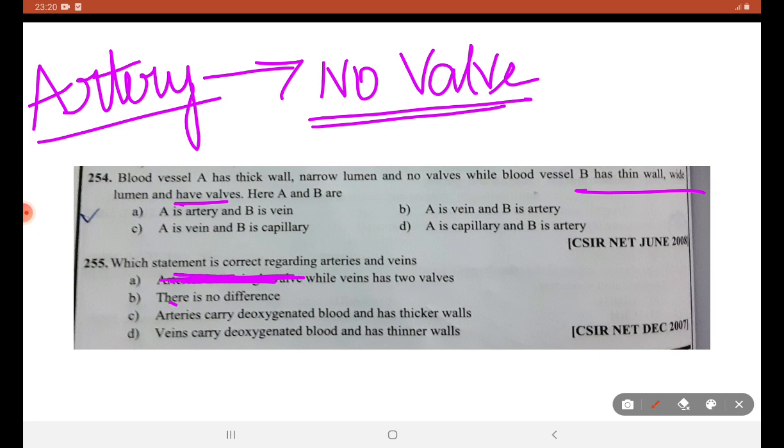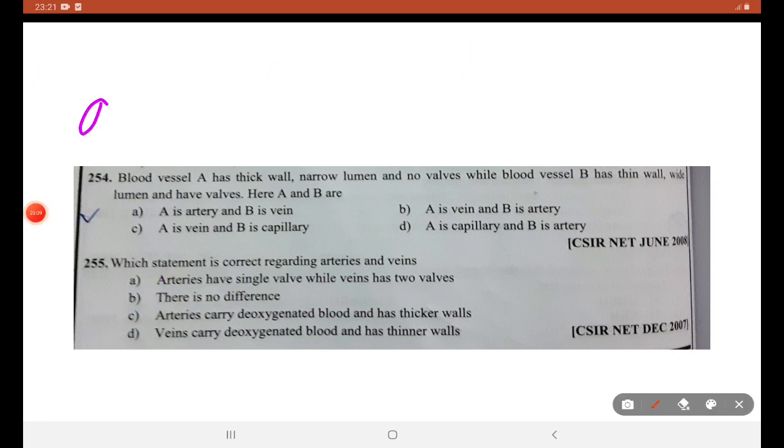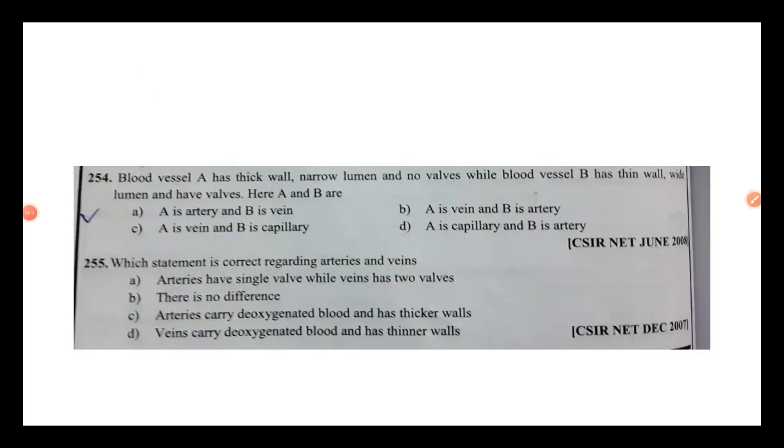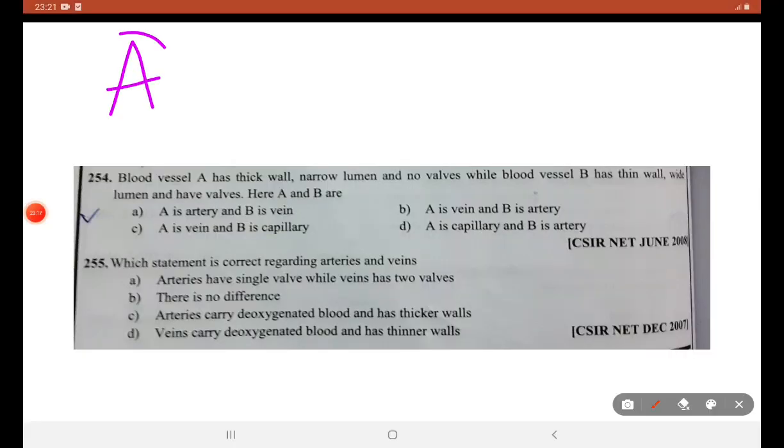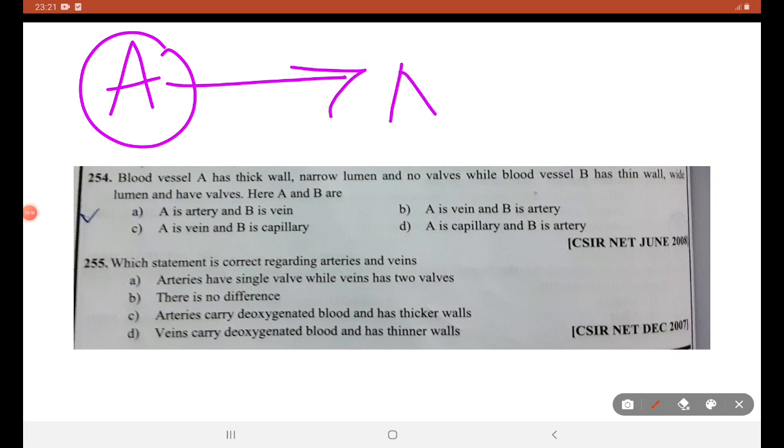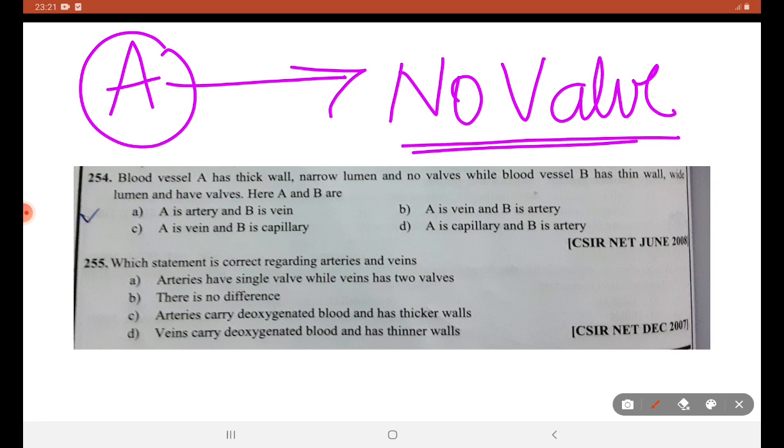A is incorrect. There is no difference. No, there is a difference. Arteries carry deoxygenated blood. It has thicker wall. No, it does not carry, but one exception is present. We know that. It's pulmonary artery, pulmonary vein differentiation. Veins carry deoxygenated blood and has thinner wall. This is correct. New learning of the day is artery has no valve. This is interesting. Okay, interesting to know.